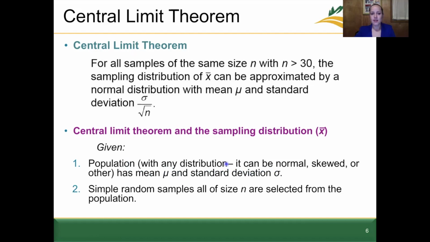Also, to execute the central limit theorem, simple random samples of size n are selected from the population. This is what we're used to seeing, where some sample size of n is taken from the population. It's important that these samples are randomly selected. Now, I mentioned the distribution doesn't necessarily have to be a normal distribution. So what does that mean?